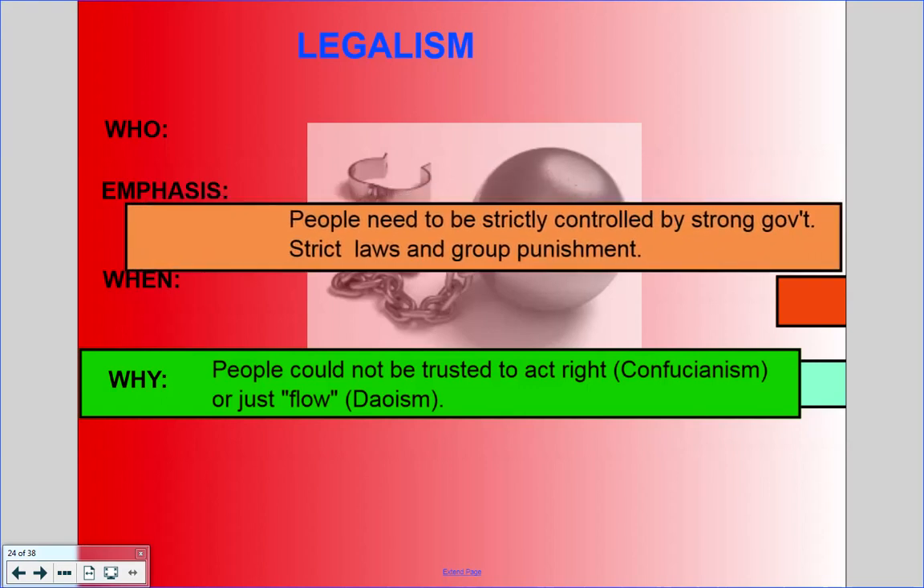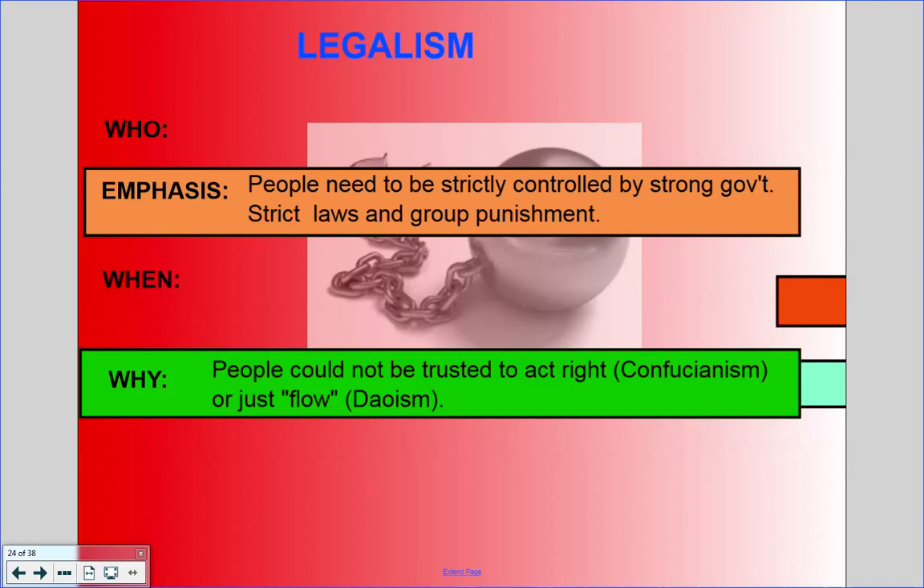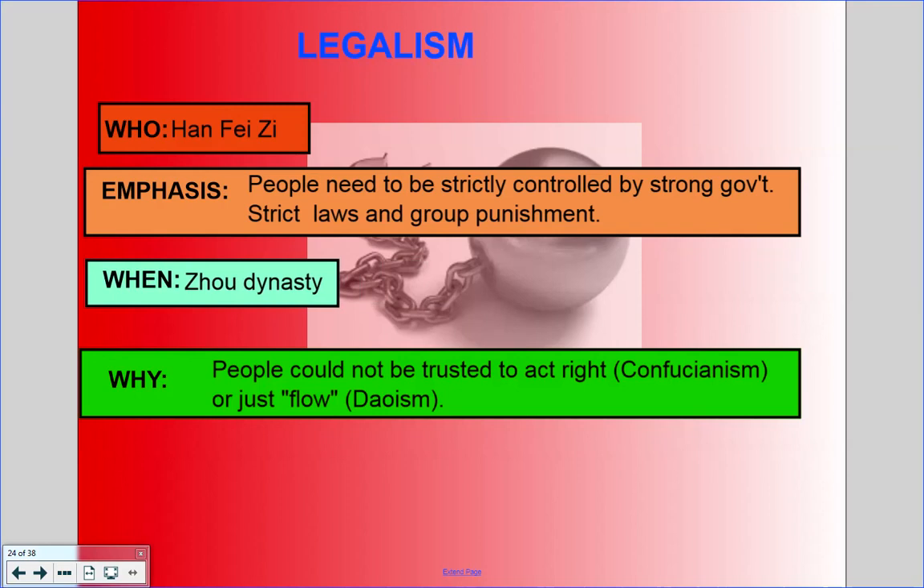And this is the emphasis on legalism. People needed to be strictly controlled by strong government, strict laws, and group punishment. That was legalism's emphasis. Let's see if we can pull out the who. This is the man's name that came up with legalism, Han Feizi. And when was also during the Zhou dynasty. So you see, during the Zhou dynasty, you've got 3 major Chinese philosophies that developed. Let's go to the next slide. You can pause that if you want to fill in your notes.